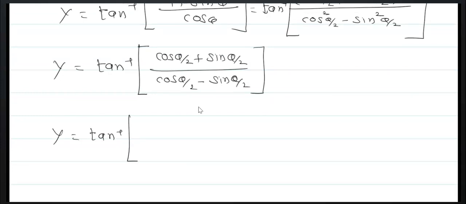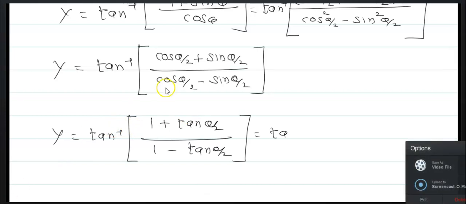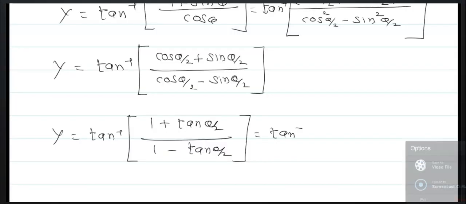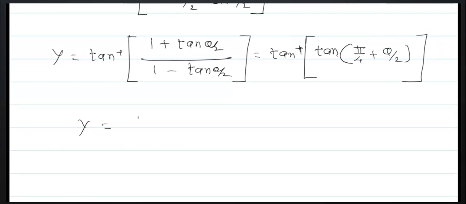Therefore, y is equal to tan inverse of this. Divide numerator and denominator by cos of theta by 2. This we have solved a number of times in this exercise. Then you will get tan inverse of 1 plus tan of theta by 2 upon 1 minus tan of theta by 2. And now this is the expansion of tan of pi by 4 plus theta by 2. That is tan of pi by 4 plus theta by 2. Therefore, y is equal to pi by 4 plus theta by 2.